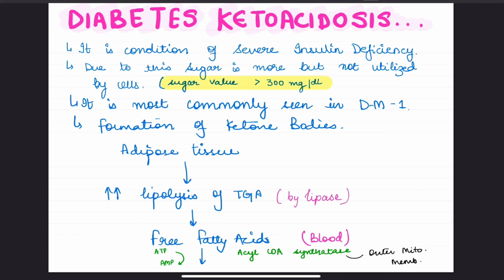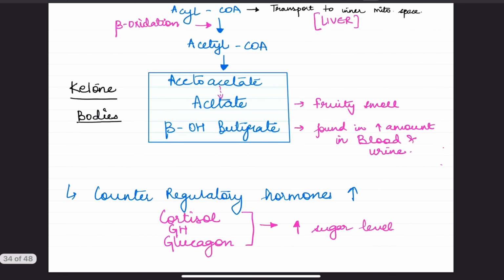Now these free fatty acids come into the blood, and through the blood they move to the liver, where they are converted into acyl coenzyme A and then acetyl coenzyme A through beta oxidation. Now, this acetyl coenzyme A will convert into the ketone bodies, which are acetoacetate, acetone, and beta hydroxybutyrate. The acetoacetate will continuously convert into acetone. Acetone produces the fruity smell, and beta hydroxybutyrate is found in large amounts in the blood and the urine.